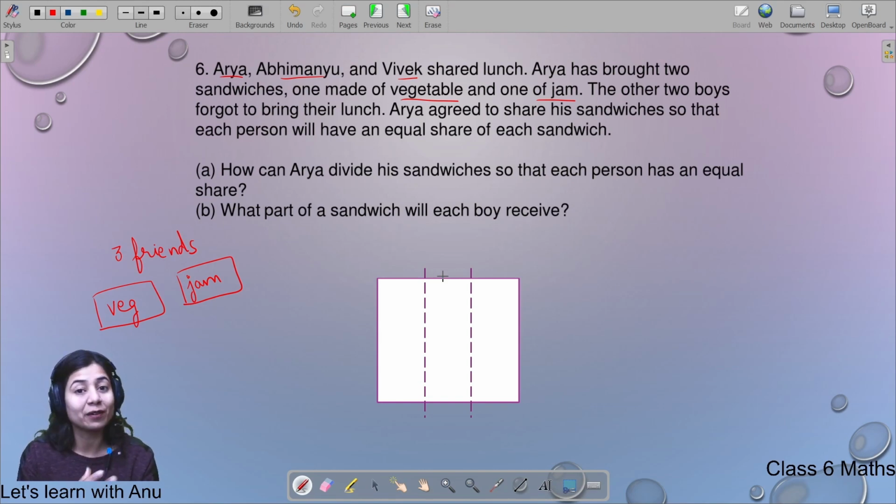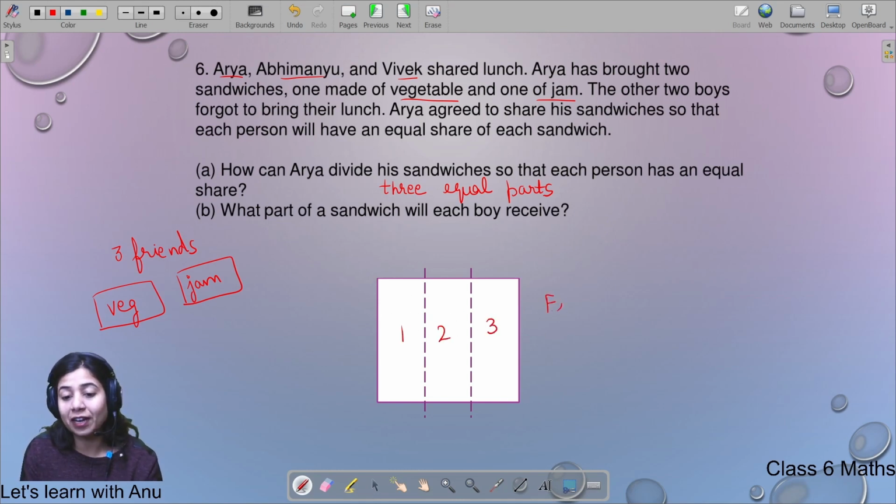So remember, class, I told you whenever we are sharing food, fractions come into play. So A part is, how can Arya divide his sandwiches so that each person has an equal share? So it's quite obvious that Arya will divide his sandwiches into 3 equal parts, right? Each sandwich will be divided into 3 equal parts. B part is, what part of a sandwich will each boy receive? So just imagine this as a sandwich. So it will be divided into 3 equal parts.